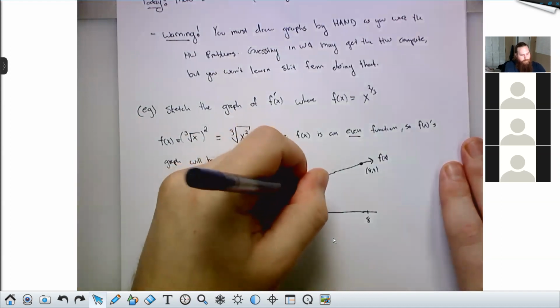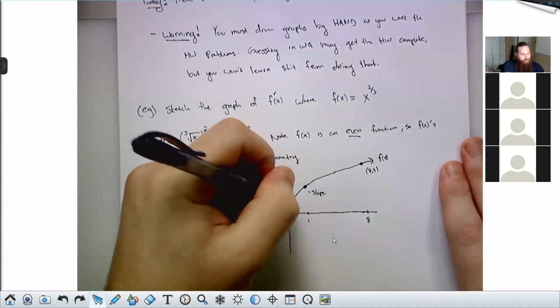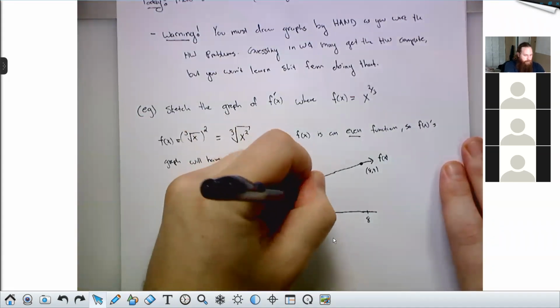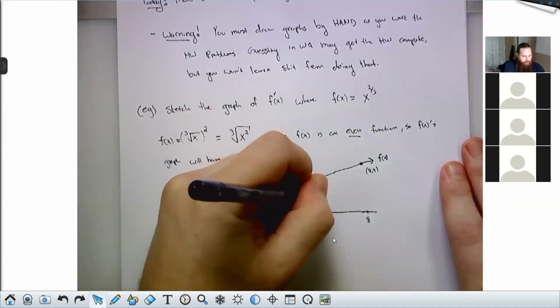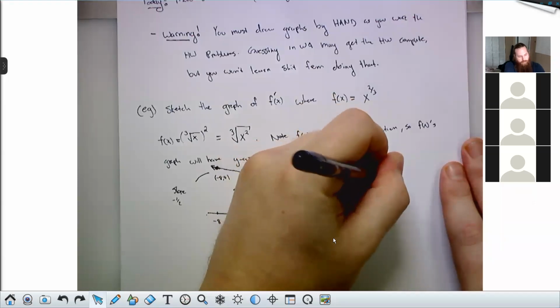Over here, you could use a symmetry argument. The slope here is positive. And because the graph is symmetric, I should say the slope there is about +1. And over here, the slope is about +1/2.